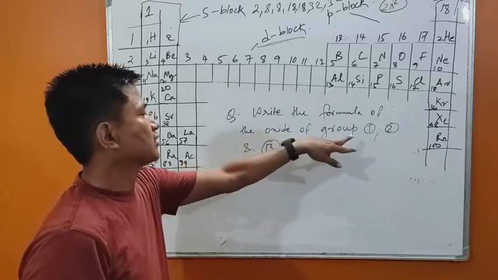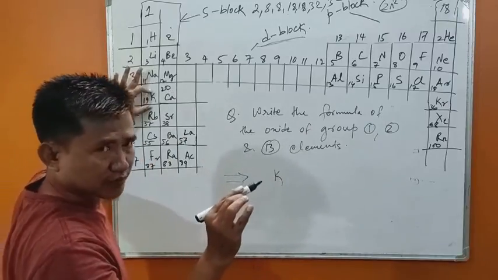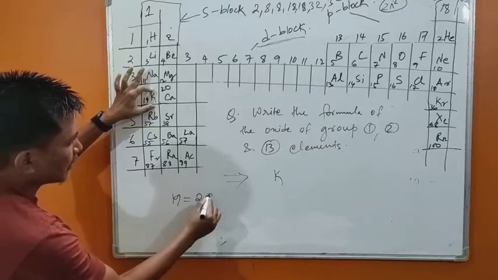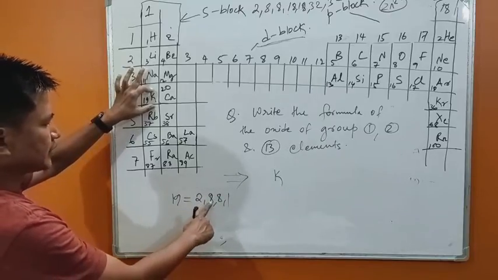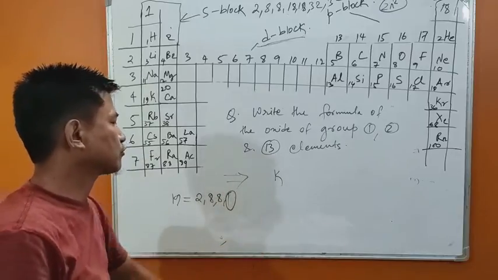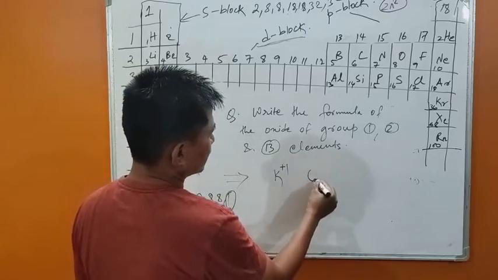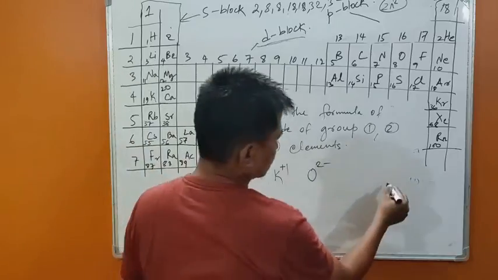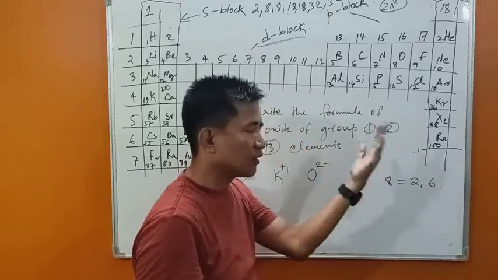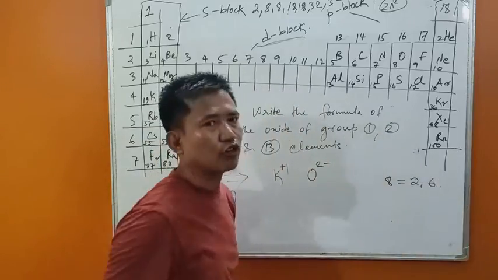So for the oxide of group 1, let's take potassium. The outermost orbit of potassium has 1 electron, isn't it? The atomic number of potassium is 19, which means 2, 8, 8, 1. So the outermost orbit has 1 electron, so it wants to lose 1 electron. That means its valency is +1. Oxygen has valency 2 negative, isn't it? Because the atomic number of oxygen is 8, and 8 means 2, 6, and it wants to gain 2 electrons and become 8 in its outermost orbit, isn't it?